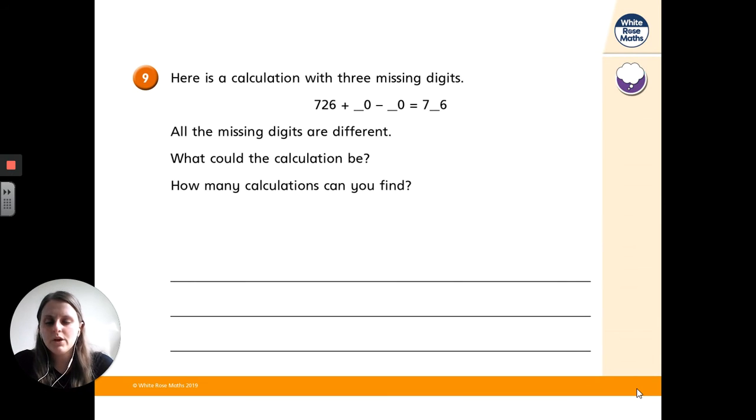Okay, number 9. Here is a calculation with 3 missing digits. All the missing digits are different. What could the calculation be? How many calculations can you find? For the first one, you've got 726 plus something, take away something equals 700 and something with a 6. You need to work out lots of different combinations that you could do. If you start off, you could put 1 in one and 2 in the other and go up like that. Or you could start at 9 and work your way down. Entirely up to you. Just have a go at working that one out. Make sure all the digits are different.